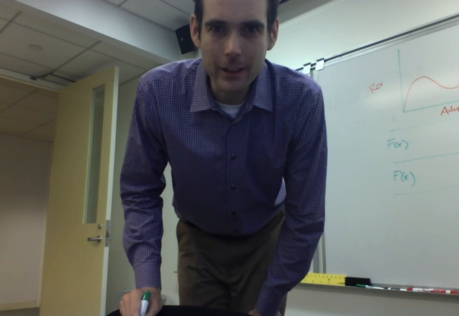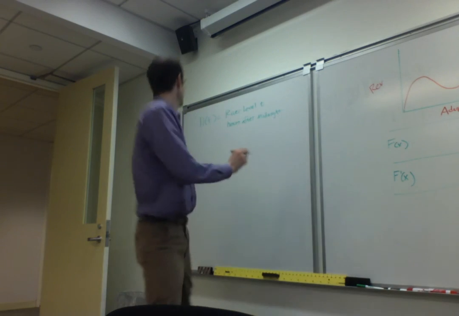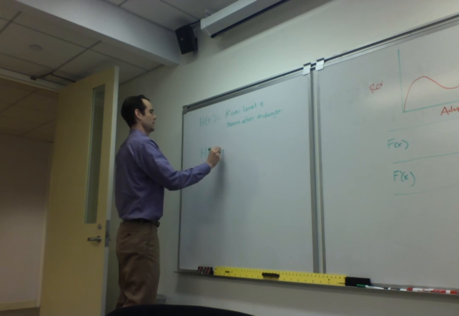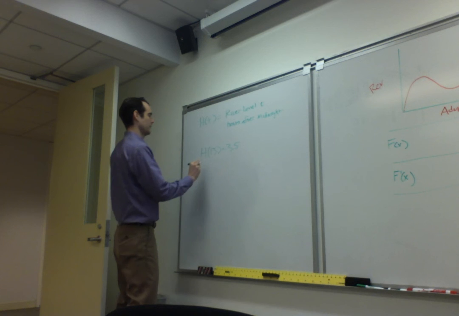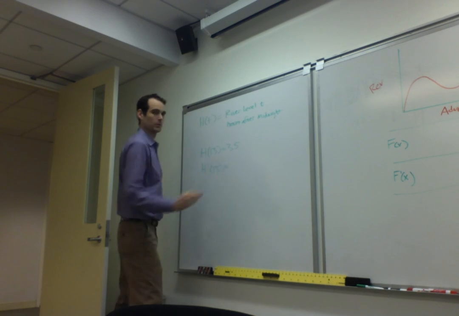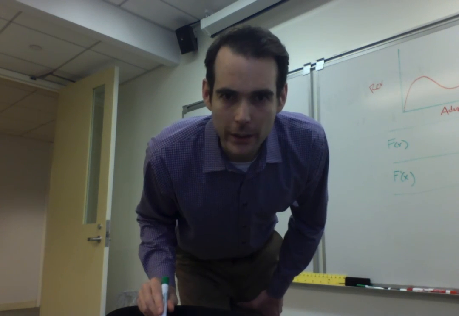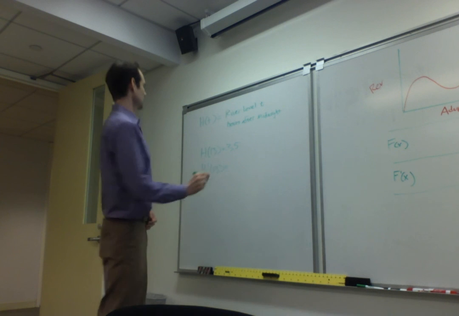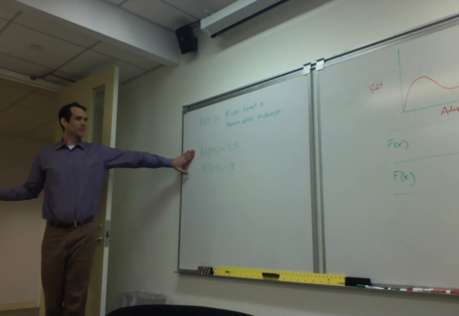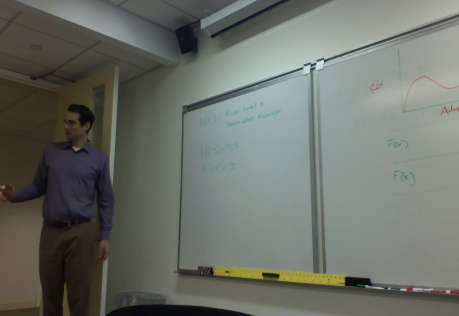Okay, we're given h of 13 equals 3.5, and h prime of 13 equals 3. So we want to intuitively understand what h of 13 and h prime of 13 mean.